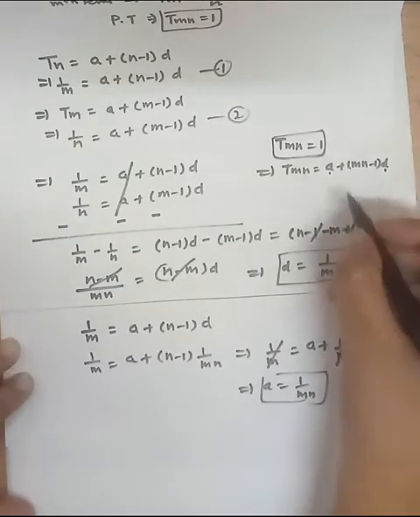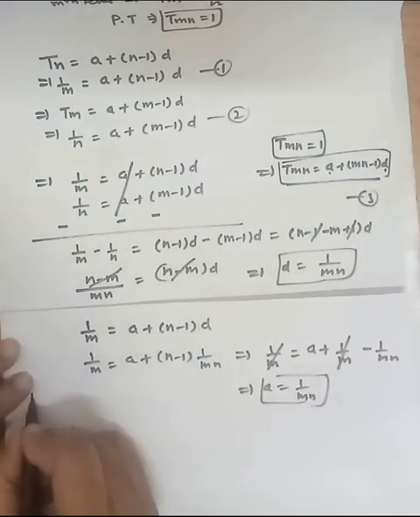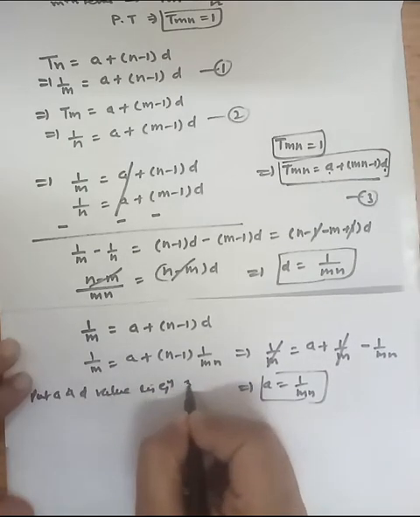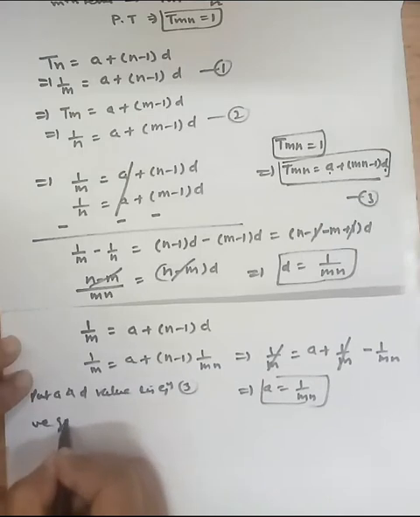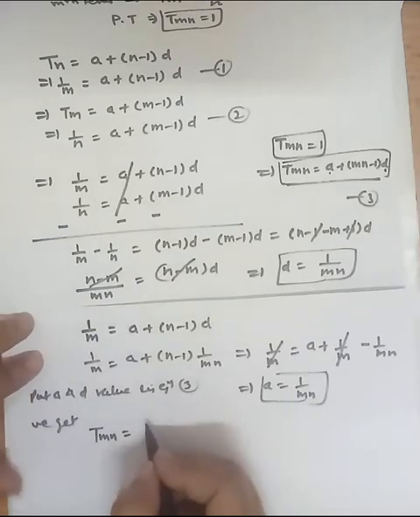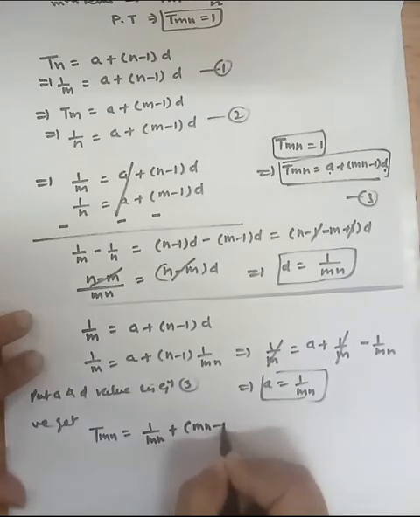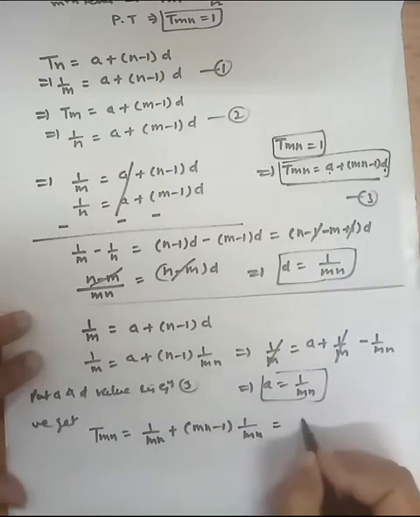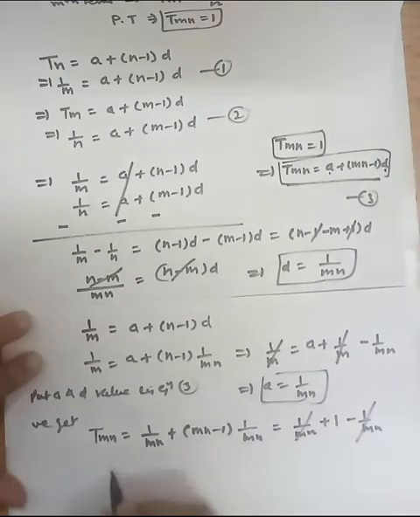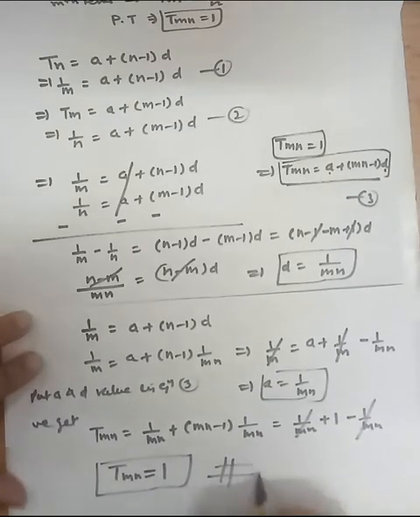Now put both values in this equation, you can write it as equation number 3. So put the a and d values in equation 3. So we get Tmn equal to a plus mn minus 1 times d, that is 1 upon mn plus mn minus 1 upon mn. Now solve this one: 1 upon mn plus 1 minus 1 upon mn. So this cancels out. So finally we prove that Tmn equal to 1. Okay friends.